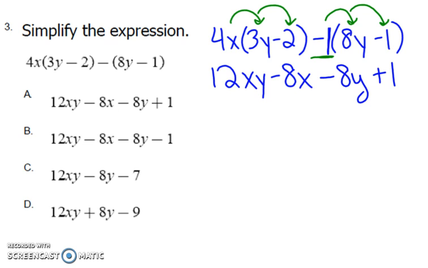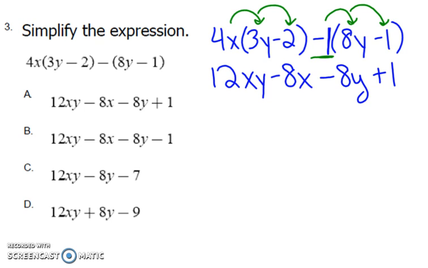Now, from here, we want to look at combining like terms. The thing to keep in mind is they have to have the same variables and the same exponent. 12xy, although it has an x in it, cannot be combined with negative 8x because it does not have an x in it. So in this case, this is our final answer.